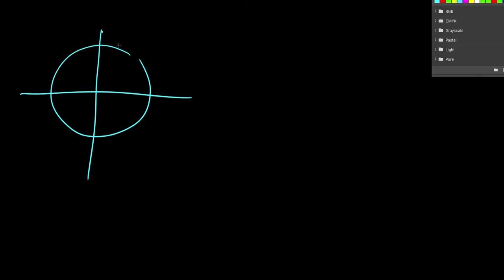Hey math kids, today we're going to talk about the unit circle. And so what the unit circle is, it's a circle that has a radius of 1. It's centered at the origin, and it's how we really dive in deep to trig functions.